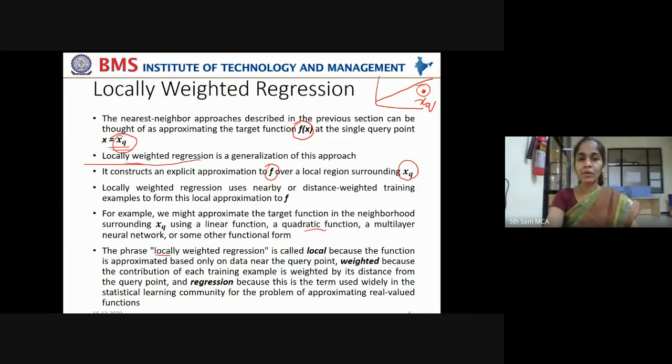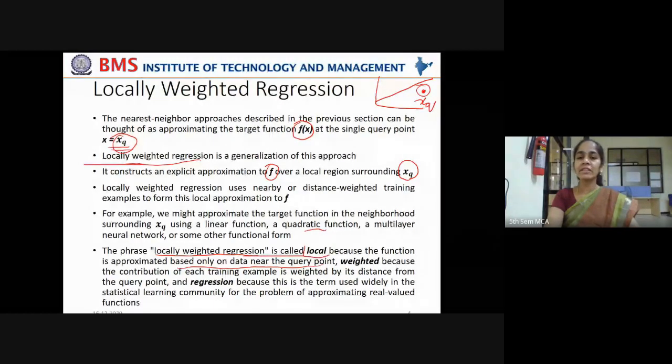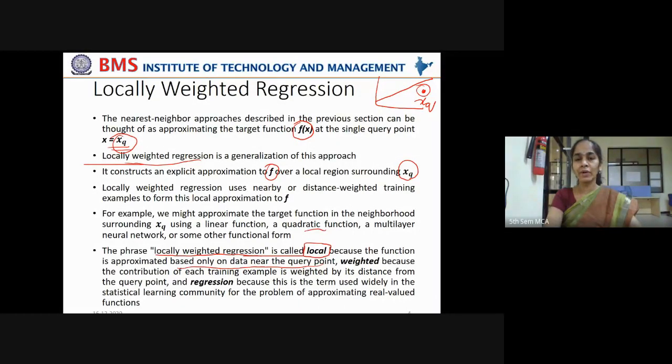Now, the phrase locally weighted regression is called local. Why? Because the function is approximated based only on data near the query point, right? Nearest neighbor means it is considering the data points which are neighboring to the new data instance, and that too only the nearest data points, not all the data points in the data set. In that case, we call it just local. We are trying to approximate the target function only on local data by using only the data nearest to the new instance XQ in this case.